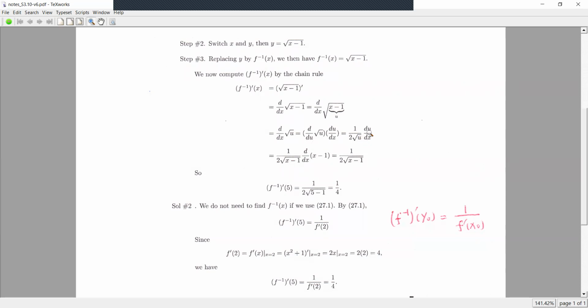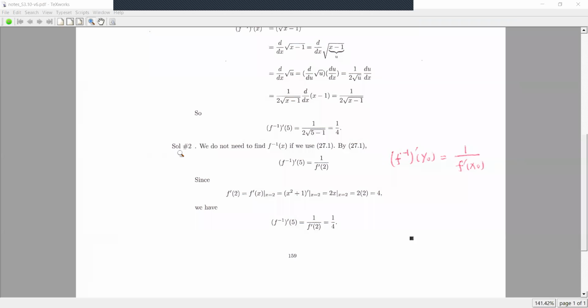Now, delete u. Plug in x minus 1 for the u here. Then I have this equation. The derivative of x minus 1 with respect to x is 1. This is 1. So this is the derivative of the inverse function at x. Now, plug in 5 for x. Then we get the derivative of the inverse function at 5 is 1/4.